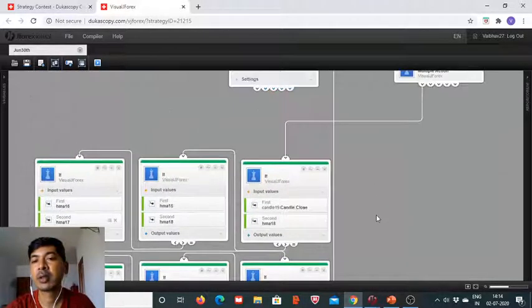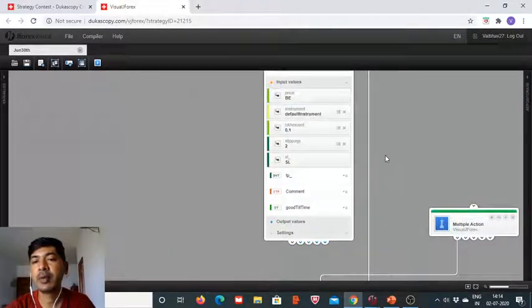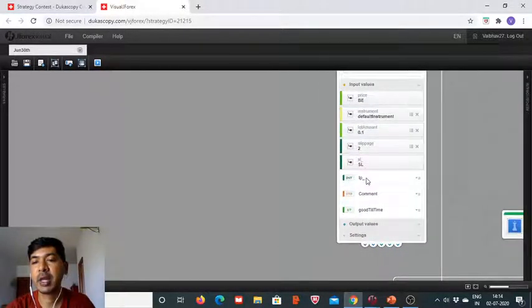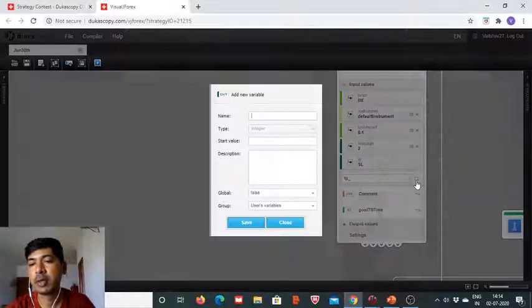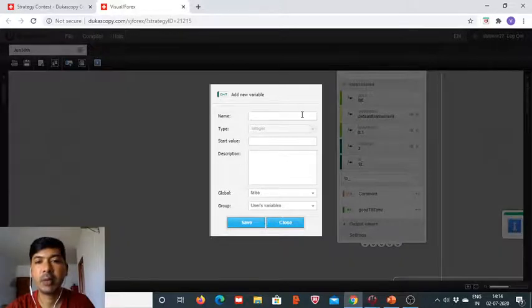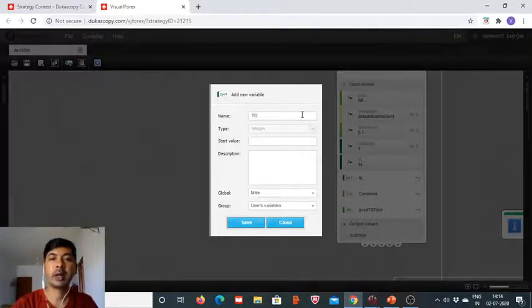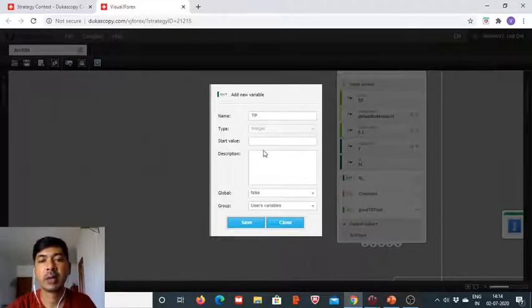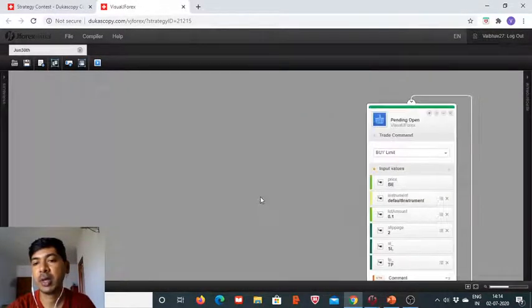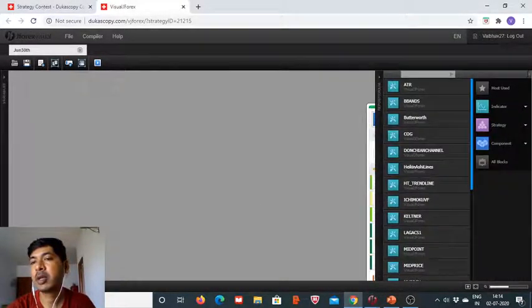Now let us start with creation of the target price variable, and then the good till time, the order validity. So here we create a fresh variable, we name it target price. Start value will be the result of the calculation, it is of type integer. Okay, so we save it, we have created a fresh variable here.